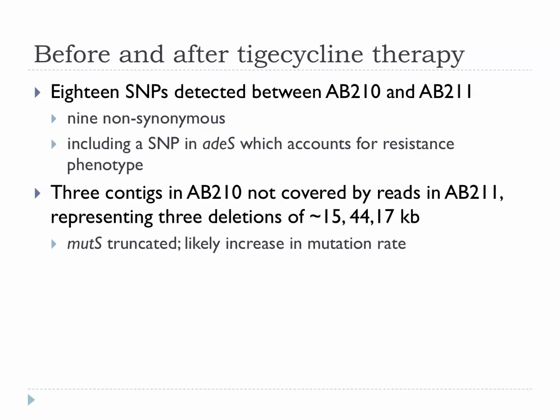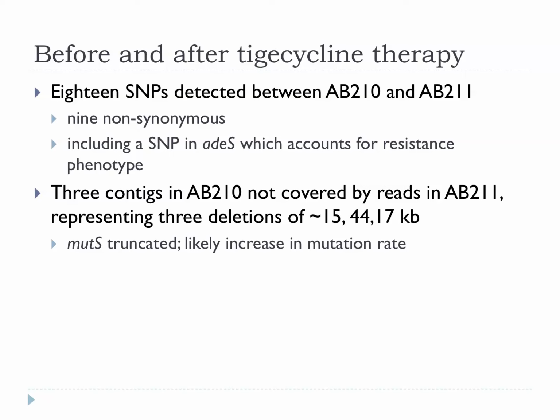And here we saw 18 SNPs detected between these 2 isolates, so quite a lot more than we were seeing in our previous outbreak. So we were a little bit surprised at that. But again, fortunately it made sense in that one of those SNPs was in a gene ADES, which is part of a 2-component system which is known to account for resistance in this organism.